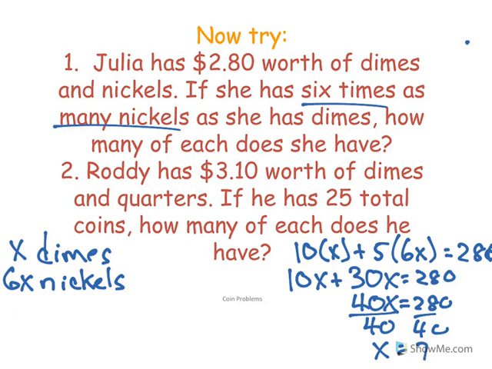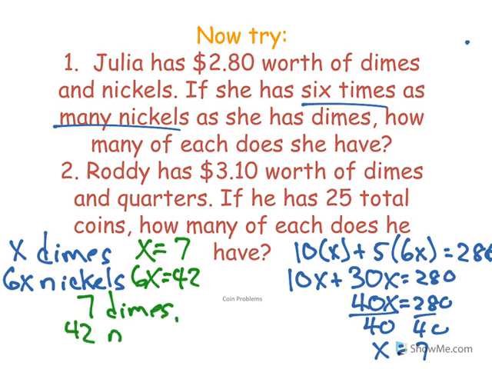So if I go back, right, if X is 7, then 6X is 42. So let's answer the question. I've got 7 dimes, and I've got 42 nickels. So let's check it out, right? 42 nickels is $2.10, plus my 7 dimes is 70 cents. Altogether, that adds up to 280. All right, now let's see if we understood how to do the second one.